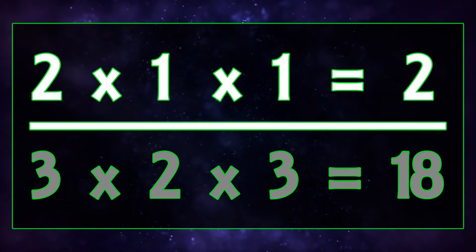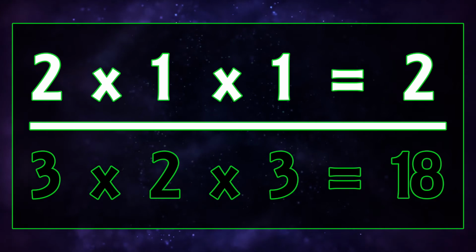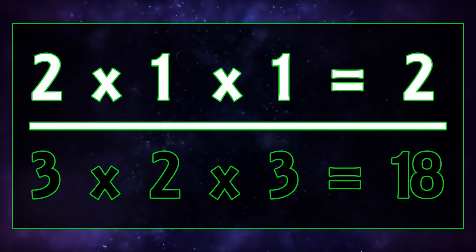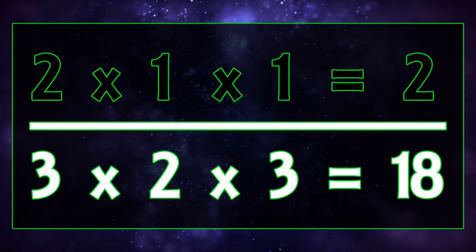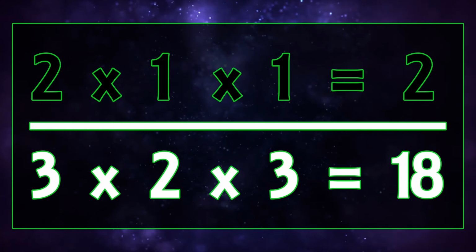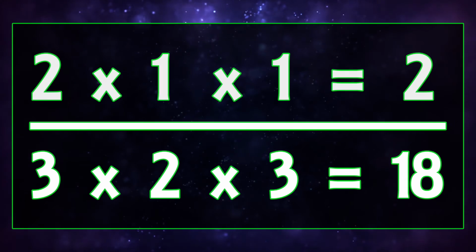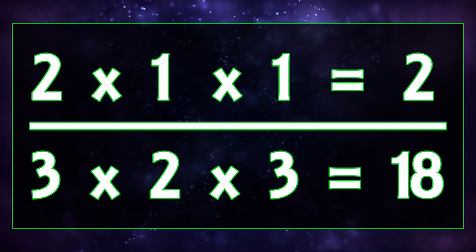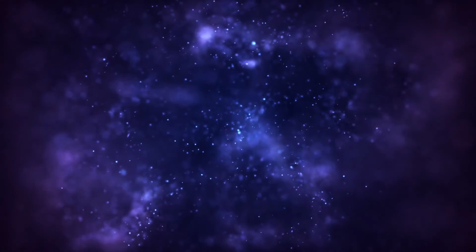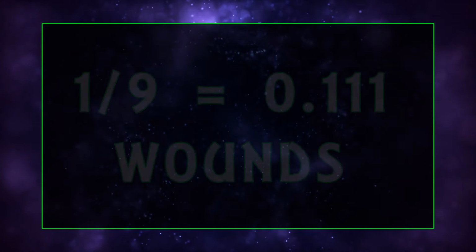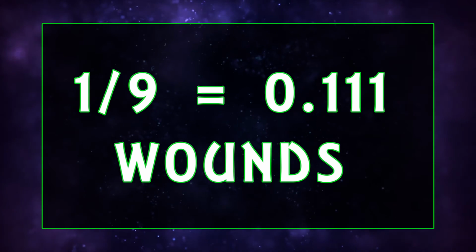So we take the top numbers and go 2 times 1 times 1 is 2, and take the bottom numbers and go 3 times 2 times 3 is 18, leaving you with a sum total of 2 over 18, which gets simplified to 1 over 9. So after all that math, can you believe it? We have our odds of applying a wound. 1 in 9.